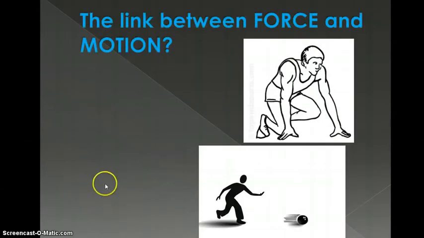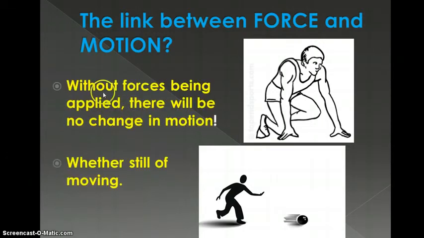So what we'll do then for this last part is link the force and the motion. Without force being applied, there basically won't be any motion, and that's whether it's actually a still object or a moving object, and that's as simple as it is. So if this person stays in the blocks, if there's no force applied by his muscles on the starting block, there'll be no change in the motion. And as this ball is rolling along, if nothing impacts upon it, then it will continue within that line until a force does act upon it. There you go. That's how simple that is, the link between force and motion.